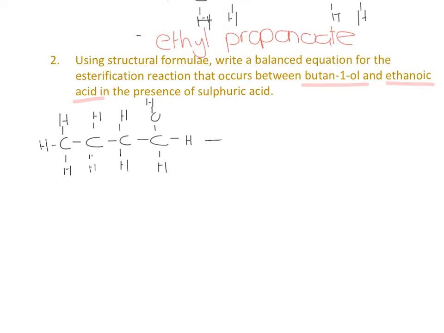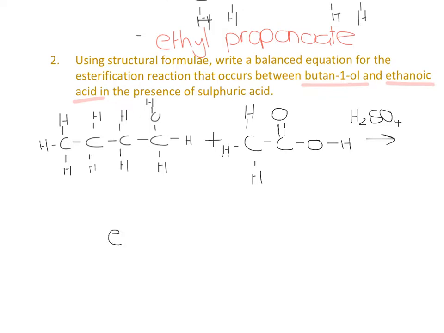Then it's ethanoic acid, with a double bond oxygen. Now, as I'm doing this, I'm realizing I forgot something, which I'm hoping some of you were paying attention to in the last one, in that I forgot to put the H2SO4 on the top. Please don't do that. You really need it. So, butan-1-ol and ethanoic acid becomes, so we have 1, 2, 3, 4.